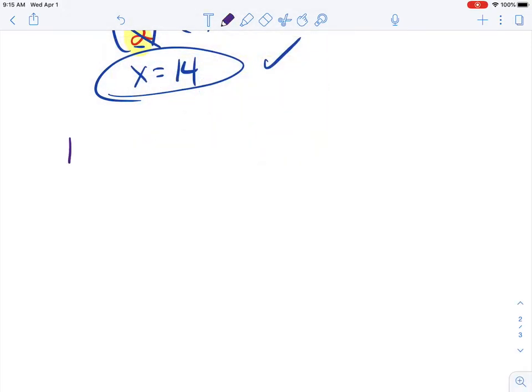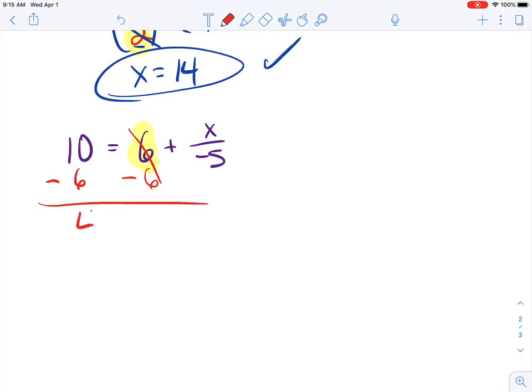Okay, let's do one more example. If I had 10 on this side, and I had 6 plus x over negative 5, what would we do here? Well, first step again, find the number and move it over by adding or subtracting. That's the 6 that we need to move. Minus 6, minus 6. 10 minus 6 is 4, equals x over negative 5.